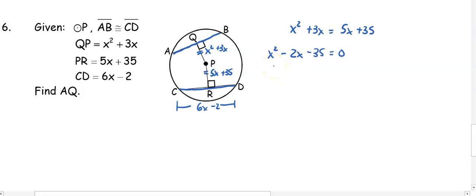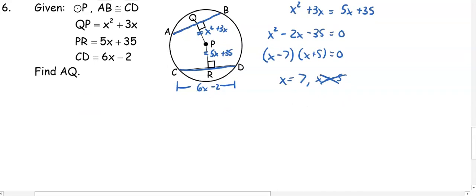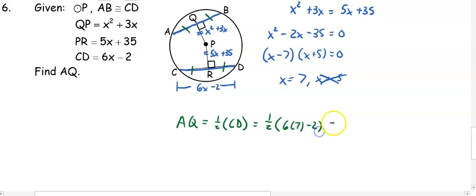So we need two numbers that multiply to negative 35 and add to negative 2. x minus 7 and x plus 5 equals 0. When we switch our signs, x is 7 and x is negative 5. In this case, negative 5 will not work because it will give us negative lengths for CD. Then we need to find AQ. AQ is half of the chord, so AQ is going to be equal to half of CD. So we have half of 6 times 7 minus 2, which is half of 40. So AQ is going to be equal to 20.